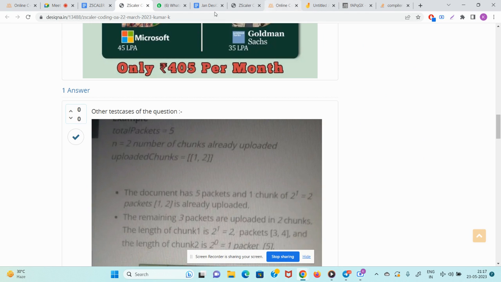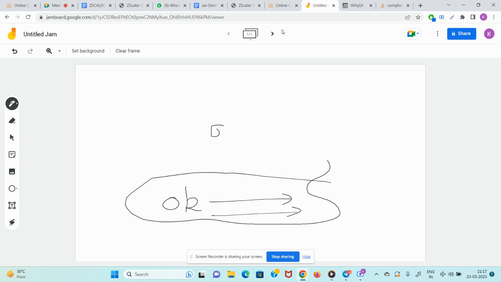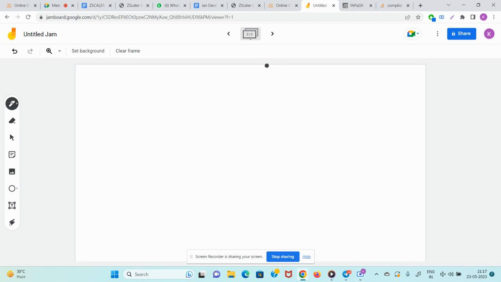So, guys, in short, you are given a very large scale. Okay, say they give you n equal to 10. Then how will your number scale look like? It will look like this, right? 1, 2, 3, 4, 5, 6, 7, 8, 9, 10.